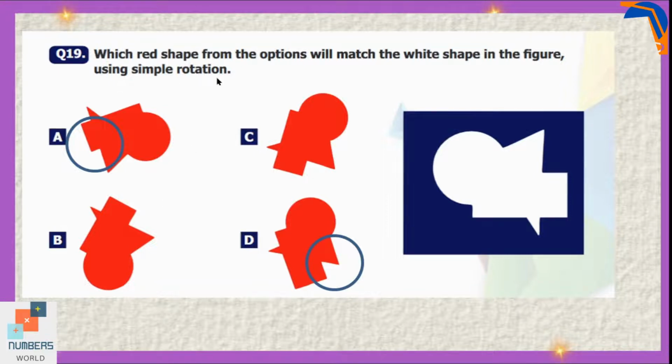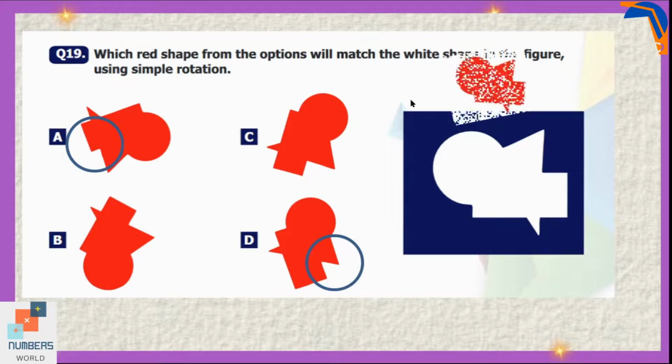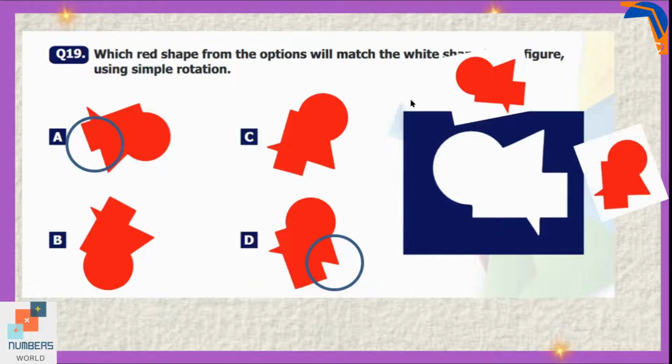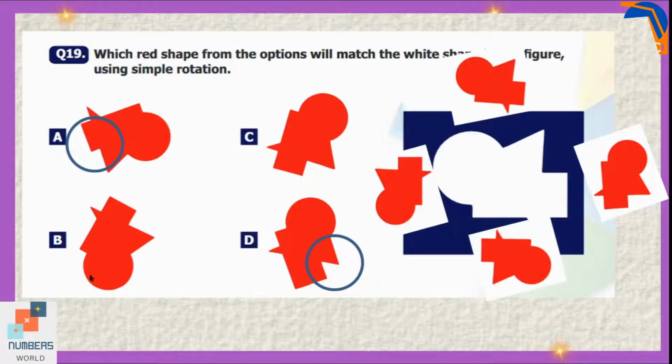As they have mentioned simple rotation in the question, we take the simple shape and rotate it 90 degrees clockwise. We find a shape that is quite similar to option C. And if we rotate it further, we do not find option B anywhere. So C is our answer.